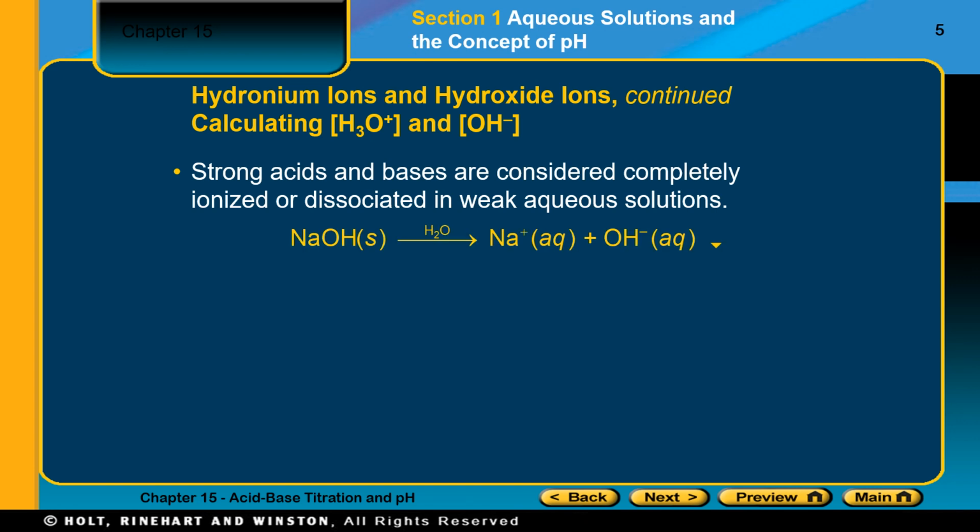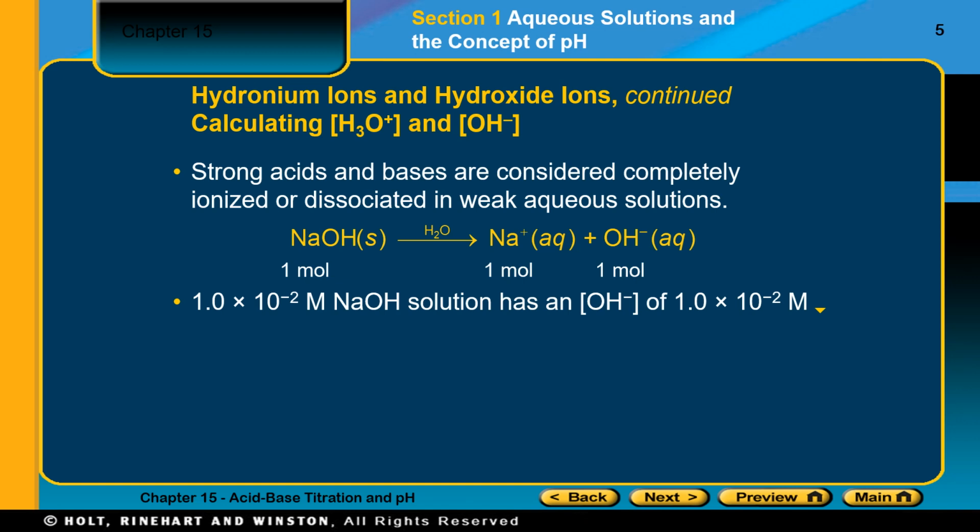So let's take a base like sodium hydroxide. Notice it's the Arrhenius base. It has an OH in it. And when we put it into water, it will dissociate into a sodium ion and a hydroxide ion. And the equation is balanced, so that means for every 1 mole of sodium hydroxide, I'm going to get 1 mole of sodium ions and 1 mole of hydroxide ions.